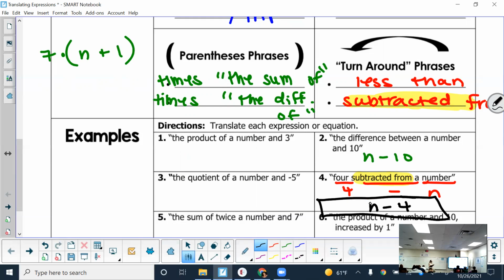All right, so otherwise you can just go in the order that it's written. But if you see less than or subtracted from, you need to switch the order. Questions?